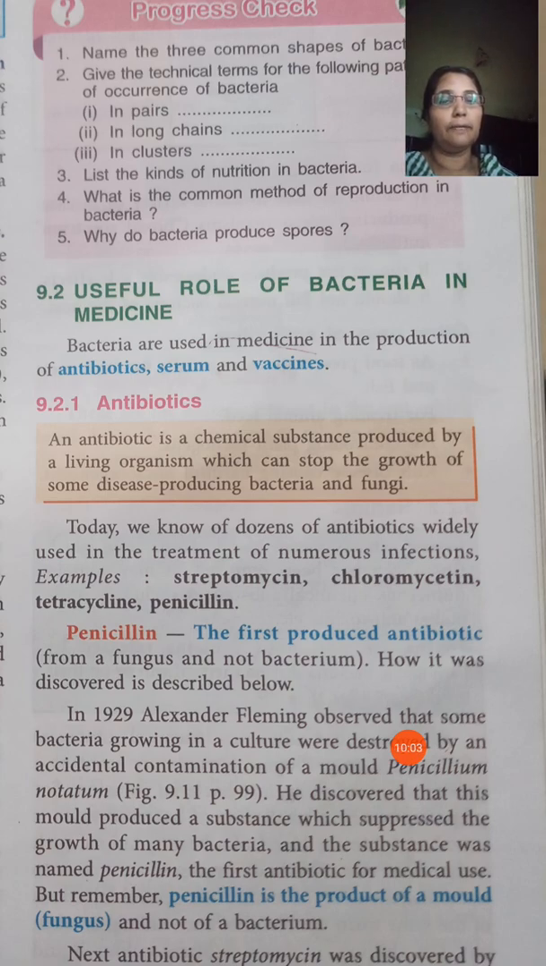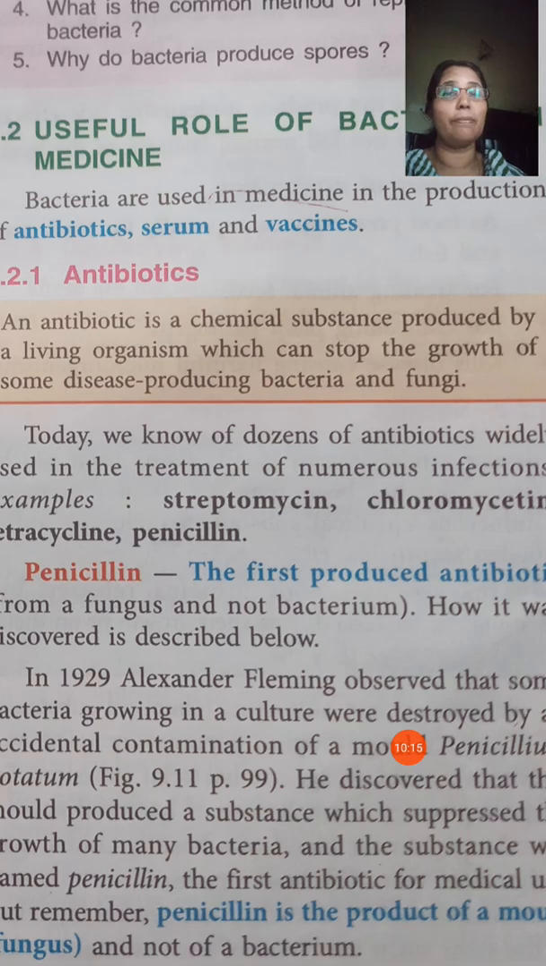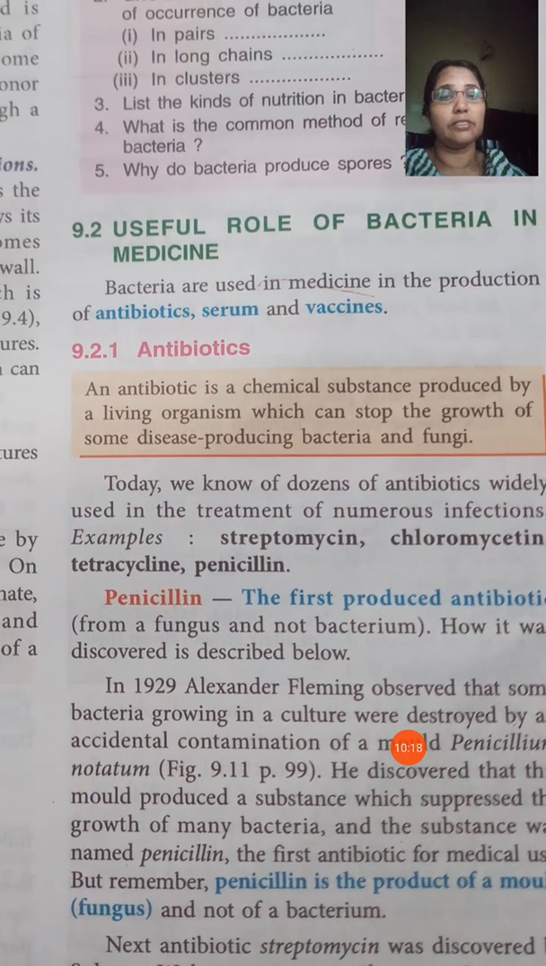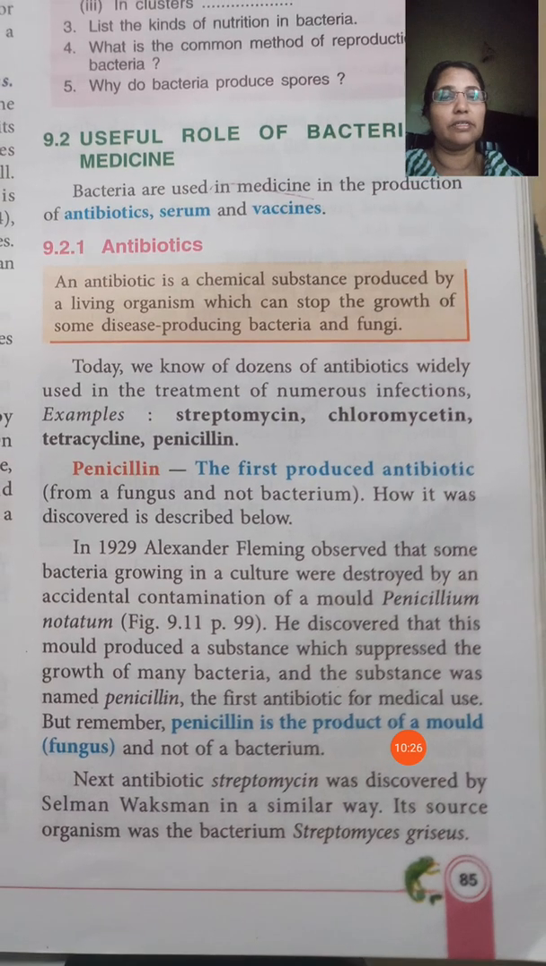Here, the first antibiotic produced is penicillin. Penicillin is really made from a fungus, not from bacteria. From a mold, penicillin is produced. The story of the discovery of penicillin is given here. It is an interesting story, so we can read it.